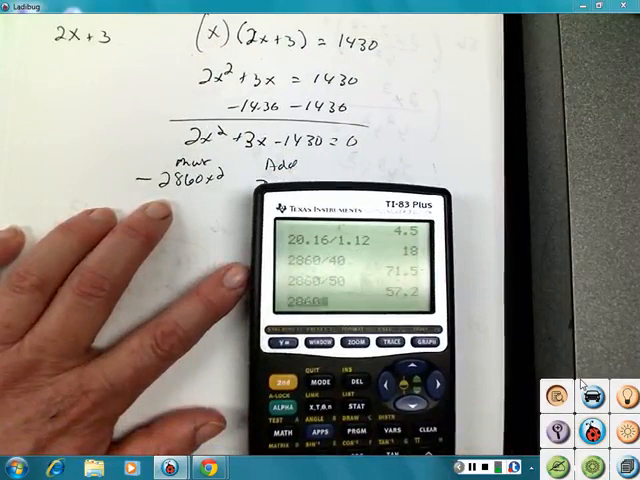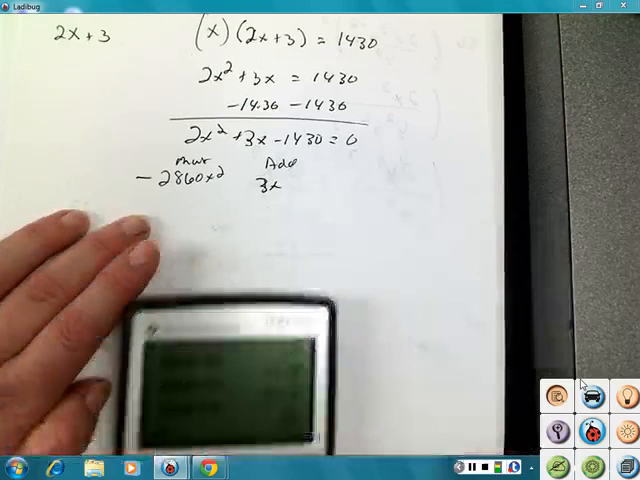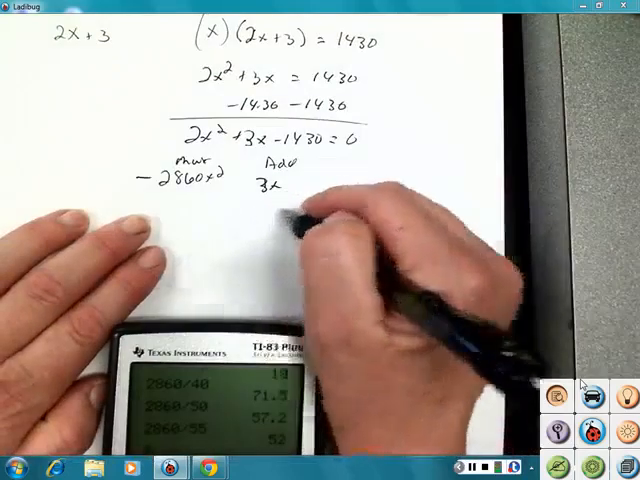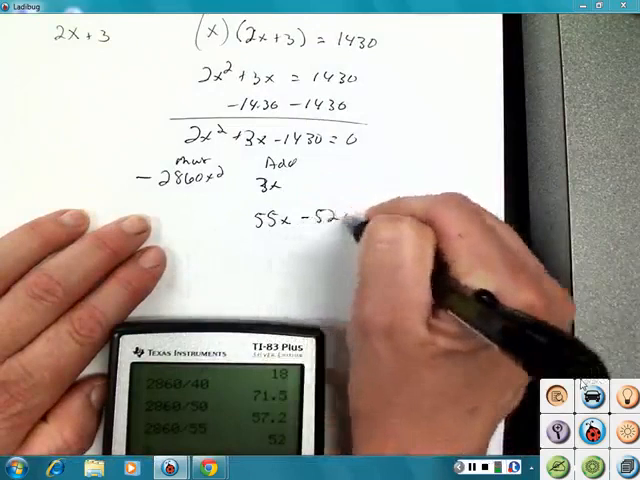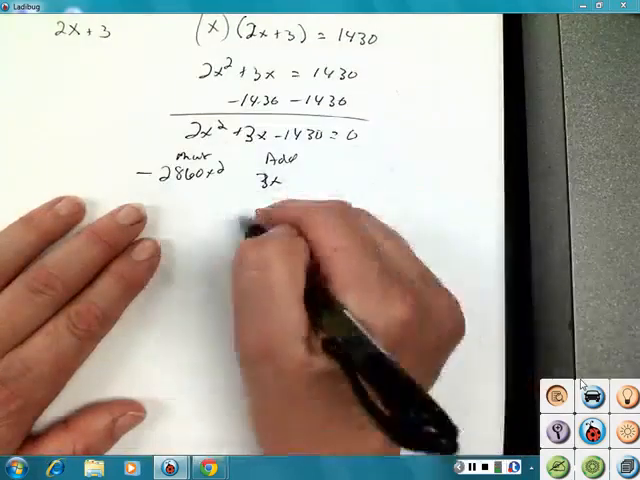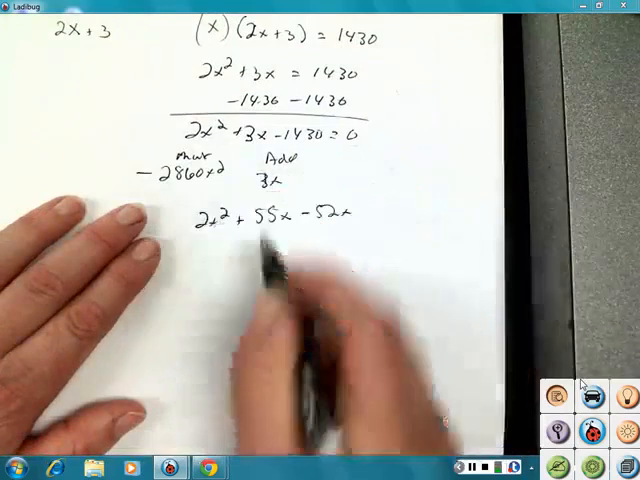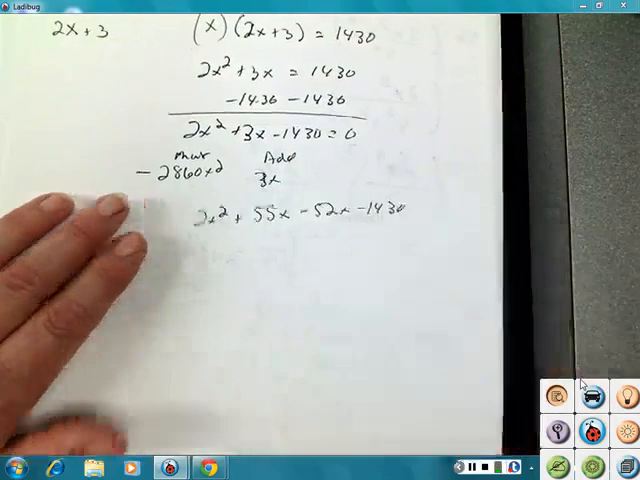2,860 divided by 55 gives me 52. 55 minus 52, is that what I need? Yeah. Okay, so 55 is going to be positive. 55x minus 52x. Substitute for the middle, so I'm going to put plus 2x squared in front, and I'm going to put a minus 1,430 on the end.